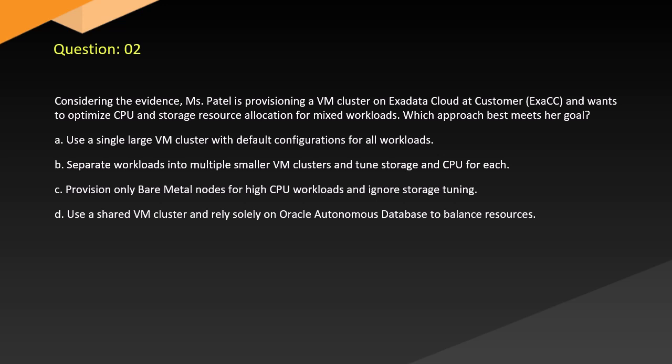A. Use a single large VM cluster with default configurations for all workloads. B. Separate workloads into multiple smaller VM clusters and tune storage and CPU for each. C. Provision only bare metal nodes for high CPU workloads and ignore storage tuning. D. Use a shared VM cluster and rely solely on Oracle Autonomous Database to balance resources.